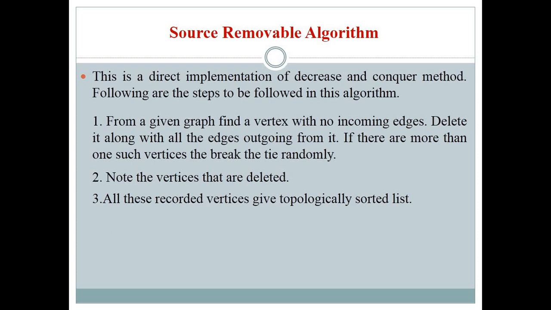First step says, from a given graph find a vertex with no incoming degrees. We have already studied in previous lectures what is in degrees and what is out degrees of any vertex. Delete it along with all edges outgoing from it. If there is more than one such vertex, break the tie randomly. Note the vertices that are deleted. All these recorded vertices give the topologically sorted list.